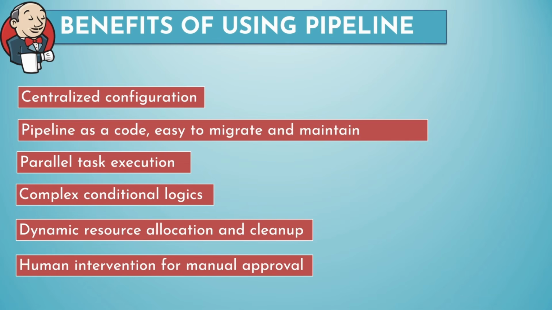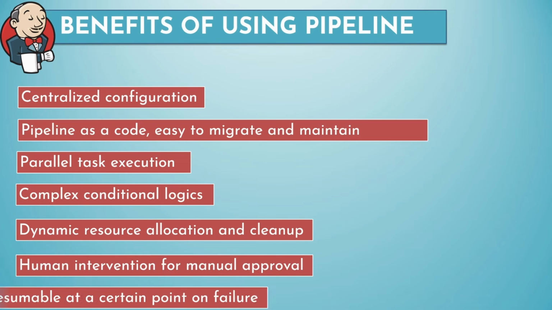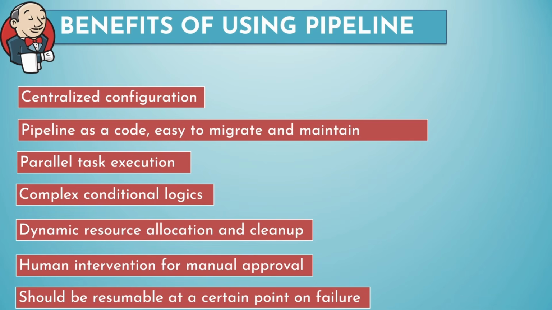Human intervention for manual approvals can be added to improve the security of the pipeline. Let's say you want someone to manually approve the pipeline before it actually deploys the code in your production environment. This is possible with the help of Jenkins pipeline. And it provides the functionality to resume at a certain point on failure.